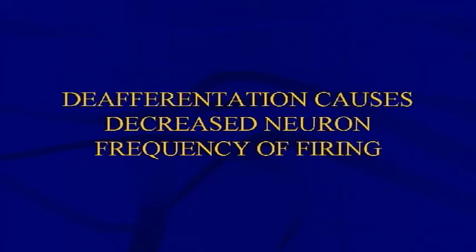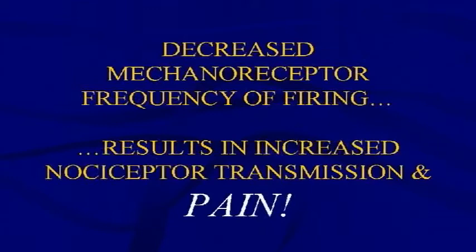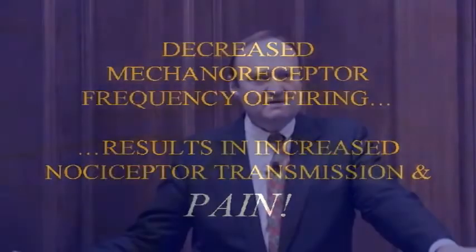If we have decreased frequency of firing from deafferentation, from the lack of stimulus, that means there's decreased frequency of firing of neurons, and the decreased mechanoreceptor frequency of firing results in increased nociceptor transmission and pain. So we want to make afferentation as good and symmetrical as possible for a given patient to block pain as well as all the other consequences of pain, including the autonomic effects, locally and at higher levels.